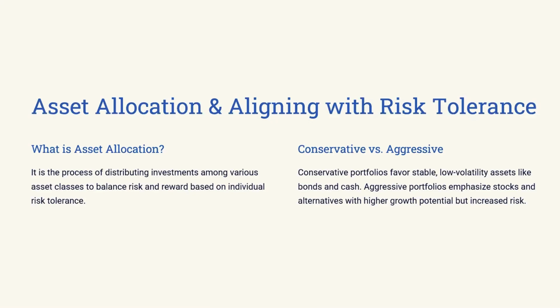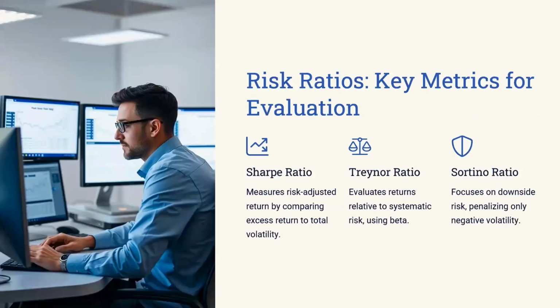Let's move to the next slide, which is risk ratios, key metrics for evaluation. This slide introduces quantitative measures used to evaluate risk and returns. First one, the Sharpe ratio. This ratio measures the risk-adjusted return of an investment. It calculates how much excess return above a risk-free rate an investment generates for each unit of total volatility risk. A higher Sharpe ratio is better.